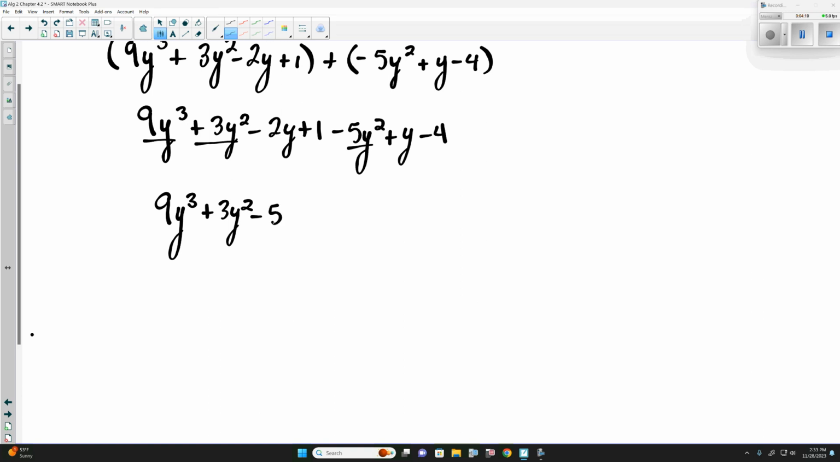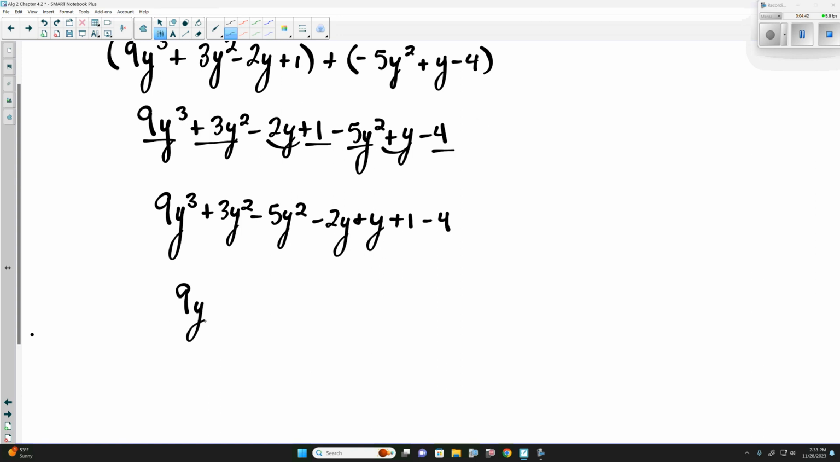Our negative 2y and y plus y are like terms. And lastly, our positive 1 and negative 4 are like terms. So we can put our like terms next to each other and then combine them.